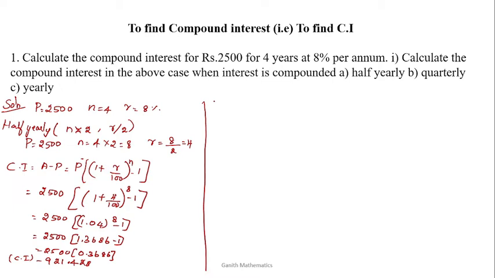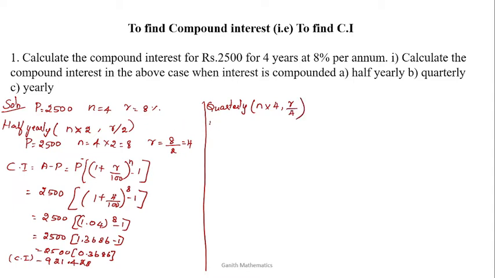Okay. Next we are moving to quarterly. So quarterly in the sense we are calculating once in 3 months. So it will be 3 months once they'll calculate the interest. They consider the interest, they add the interest along with the principal amount and they'll consider that amount as the principal for the next quarter. Okay. So for quarterly, you have to multiply the n with 4 and divide the r by 4.